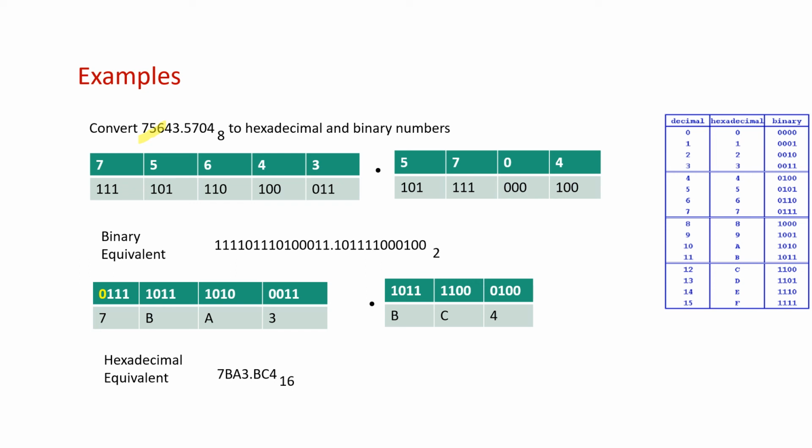We are going to write down the 3-bit binary equivalent for each digit of the octal number. So writing that, we get the binary equivalent of 75643.5704 as 111 101 110 100 011.101 111 000 100. Now we are going to find the hexadecimal equivalent from this binary equivalent.